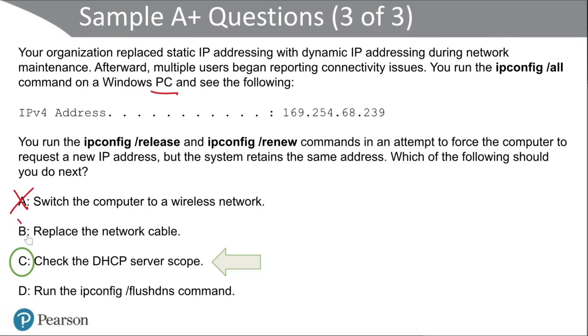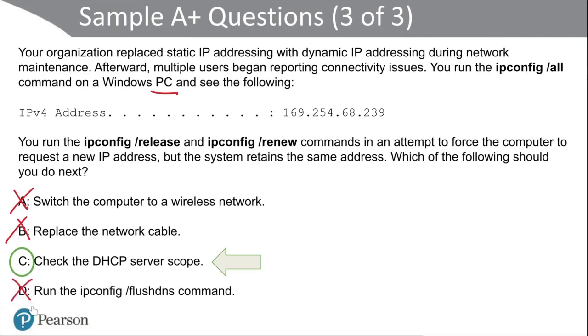The same goes for the network cable. You would want to check that first anyway before replacing it. For example, is there a link light? Did Windows say that the network cable was unplugged? There was no indication in this scenario that the cable needed to be replaced.